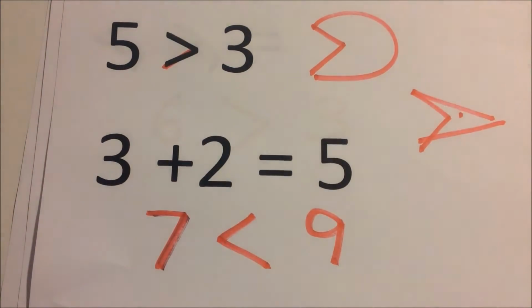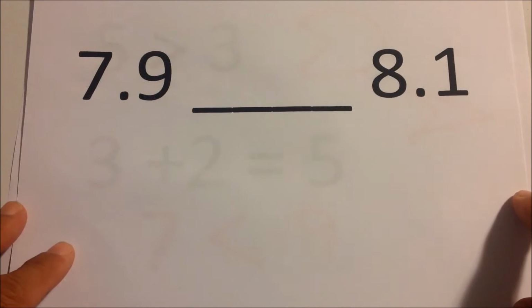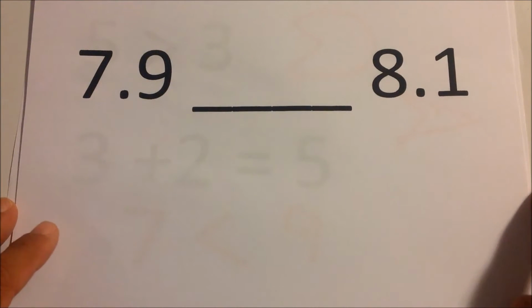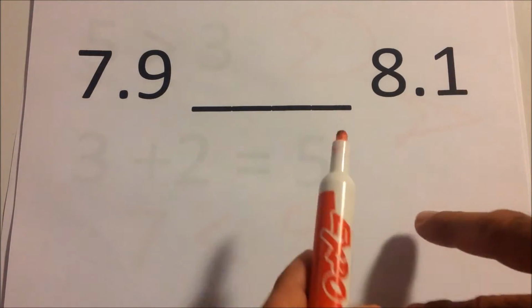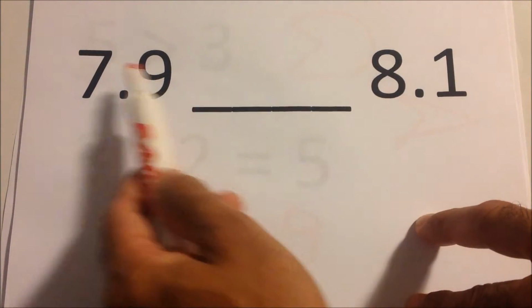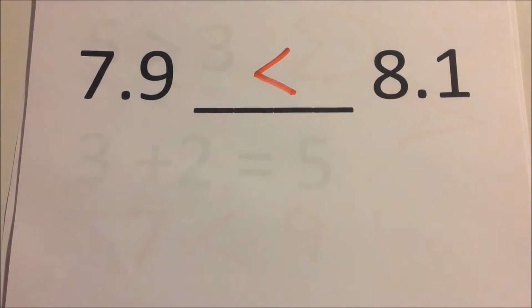All right, so let's see if you can do one. What about this? What symbol would you put here? What's greater? Well, you don't have to look too much. We know 8 is bigger than 7, so you can stop right there. So that's the bigger number.